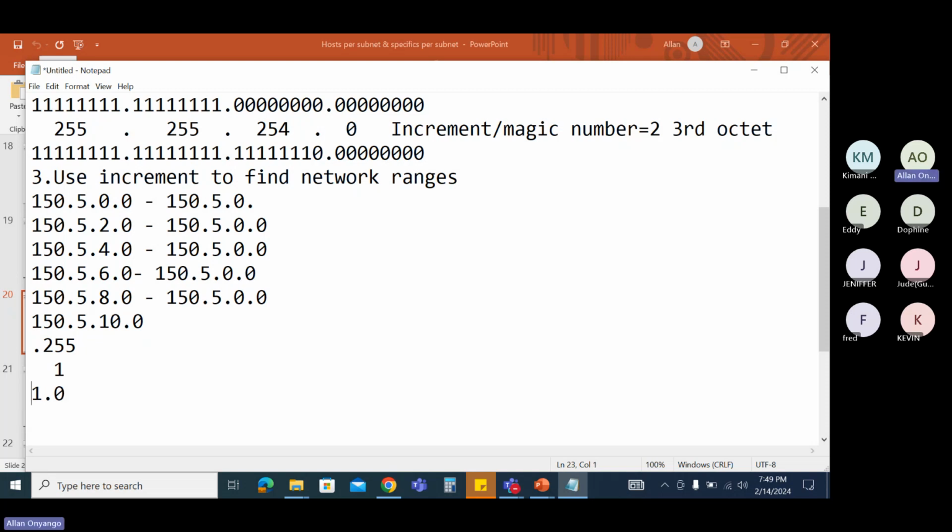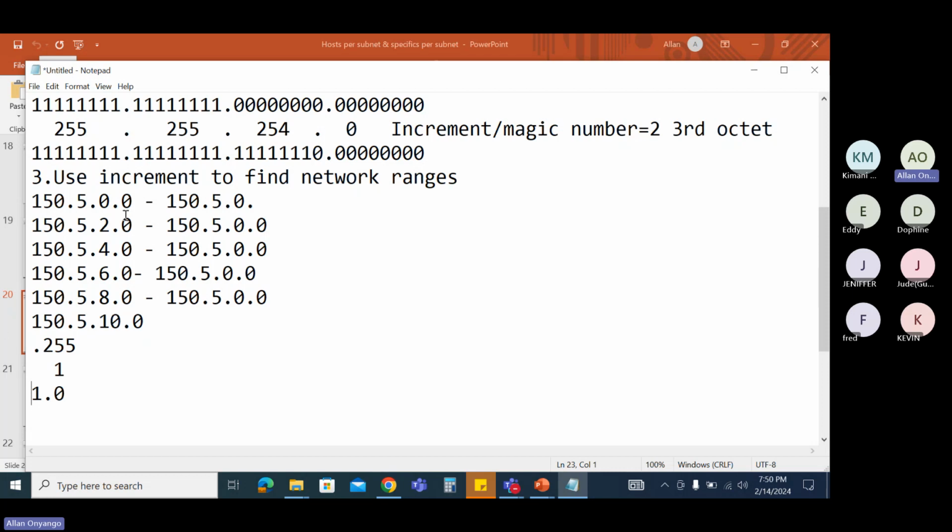So 255 is the last one. The next one is 0, isn't it? 0 is the first one. Which number comes before 0? 255. Yes. After 255? 0. Before 0? 255. Before 255? 254. So I want you to get that changeover, okay? 255 is the last one. If you're on 255, no 256. You again start from 0, 1.